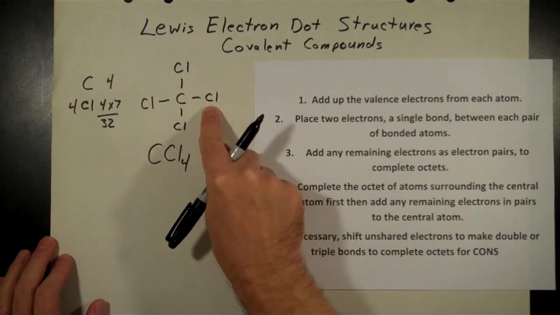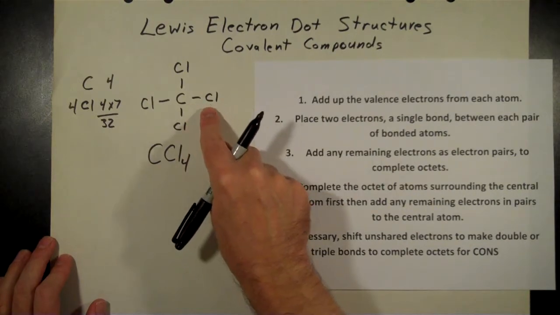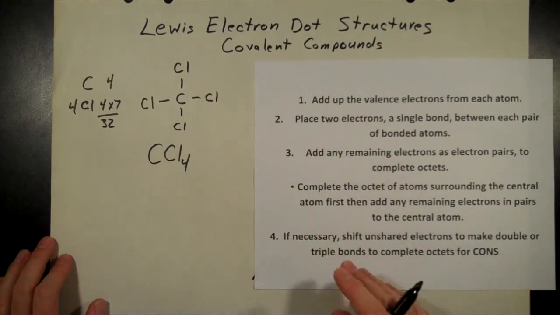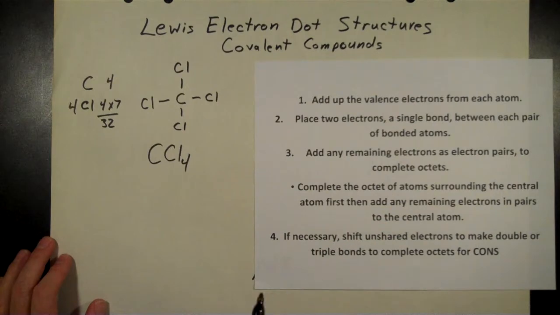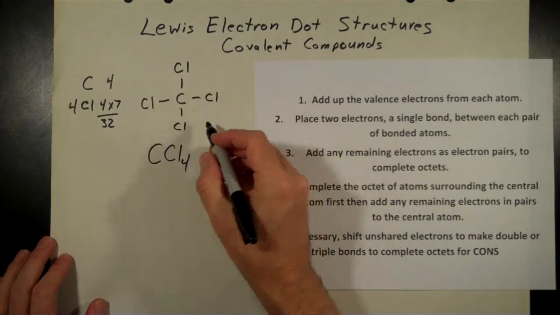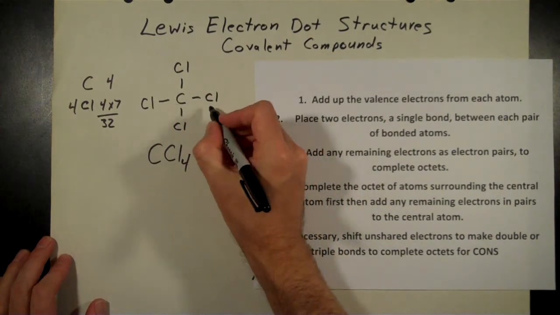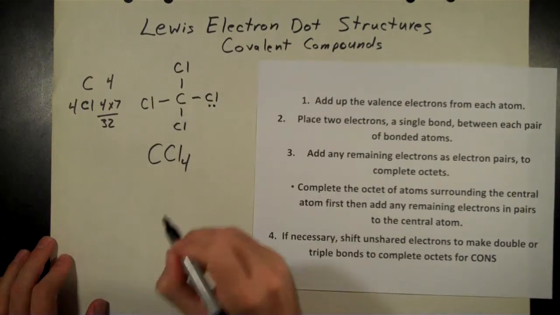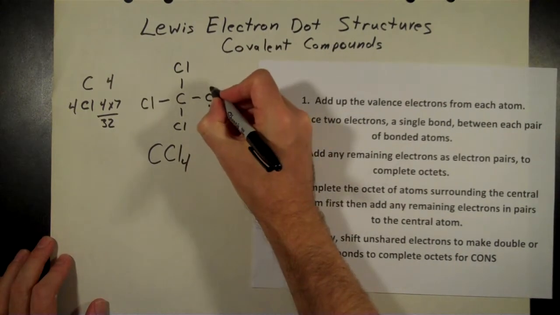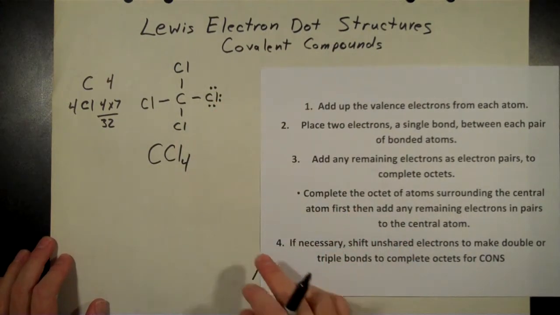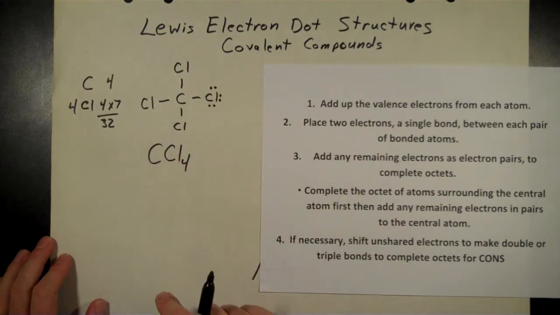So for example, this chlorine right here already has 2 electrons, and so we need to bring that up to 8. Remember, the octet rule is what we want as the total number of electrons is 8 around each atom. So we've already got 2 there, so it needs 6 more. So there's 1, 2, 3, 4, 5, 6 electrons around that. That completes the octet around that chlorine.